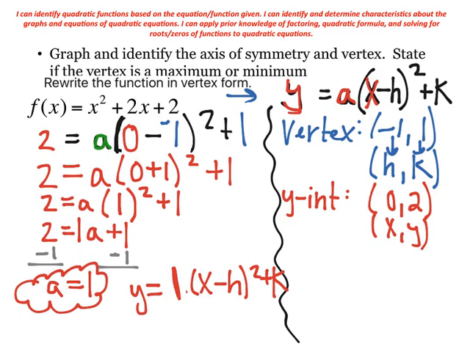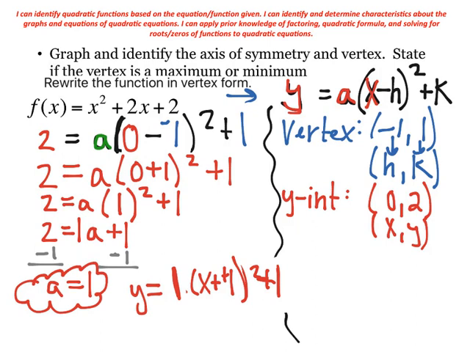What else do we know about this equation? We definitely know the vertex. The vertex, the k term, is plus 1, and the h term is negative 1. If you want to go ahead and rewrite that as just x plus 1, you can totally do that.